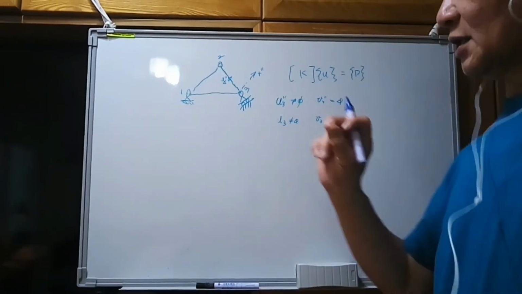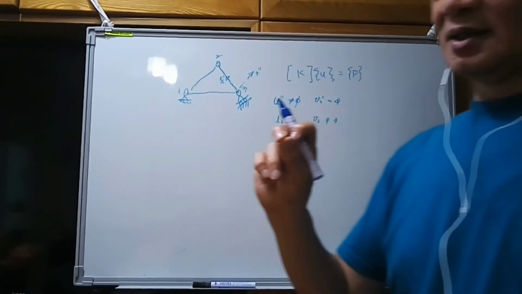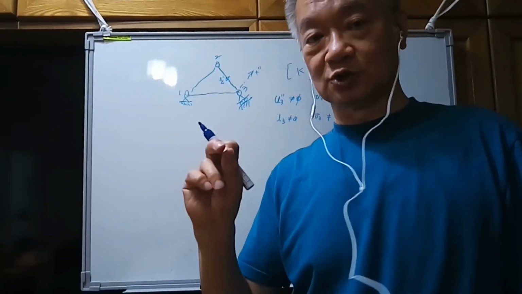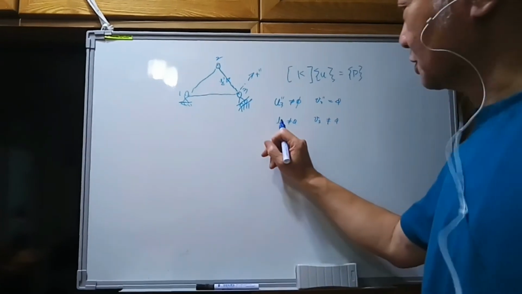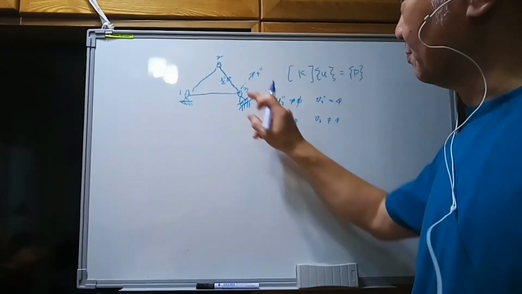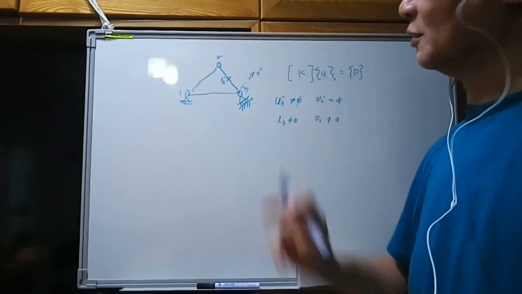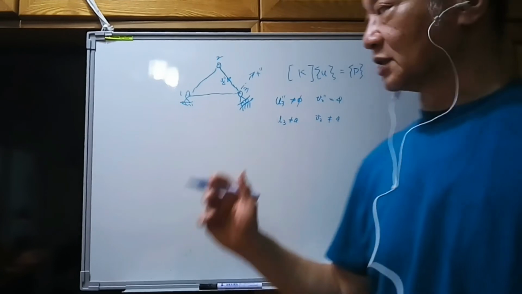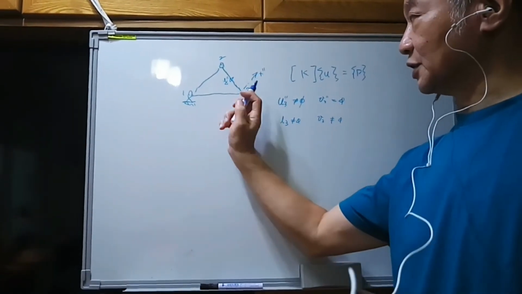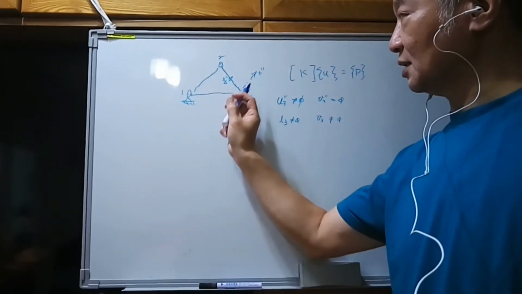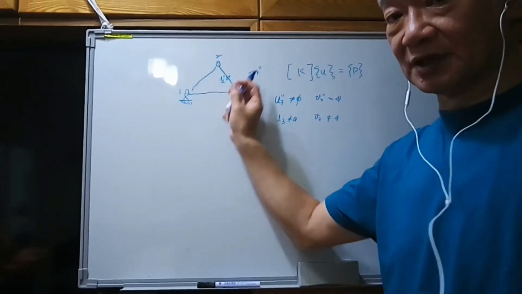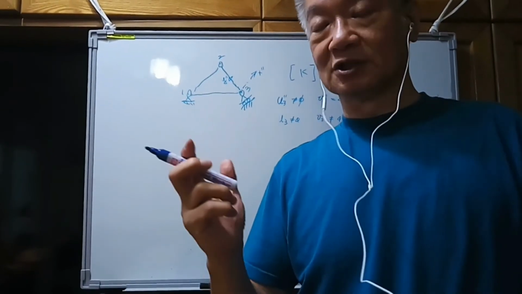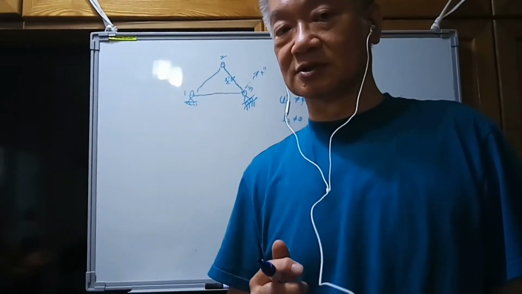Okay, but the restrained component must be one of the chosen components. But if we use the global components, both U3 and V3, both of them are not equal to 0. But the resultant movement should be along the x double prime direction. But both U3 and V3, they are not equal to 0.